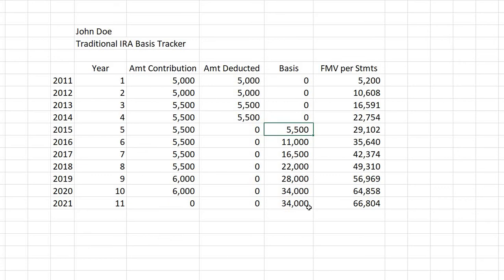Now, some taxpayers, high net worth taxpayers, and I have some clients that are like this, their entire traditional IRA has basis, right? Because they were never able to deduct anything. So in their case, this whole column here is completely zero, and their basis is everything they put in. You might find yourself in that position, but most taxpayers are in this position where they were able to deduct some of it, and then other years they weren't able to deduct it, so they have to track the basis on a year-to-year basis.